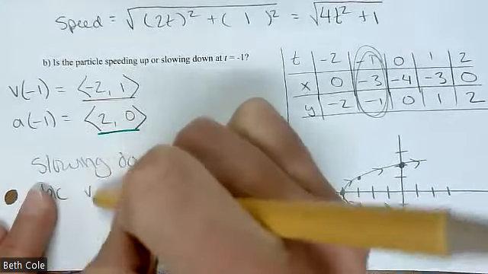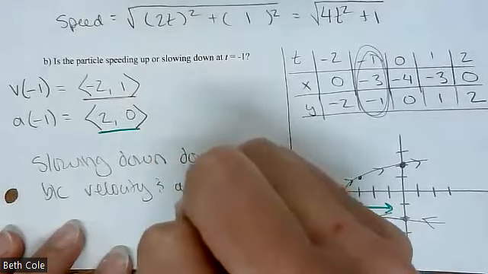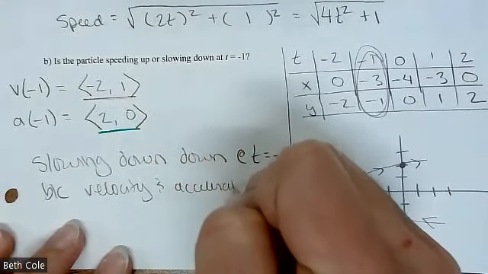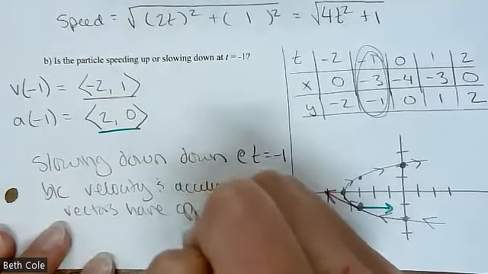I would write it out in words actually. Velocity and acceleration vectors have opposite directions.